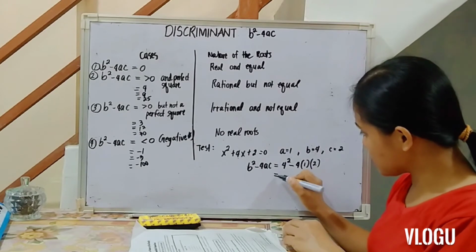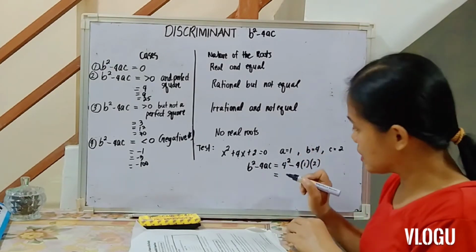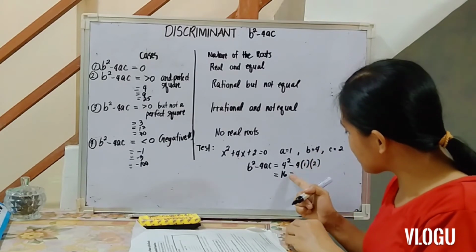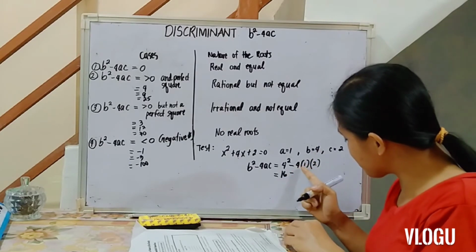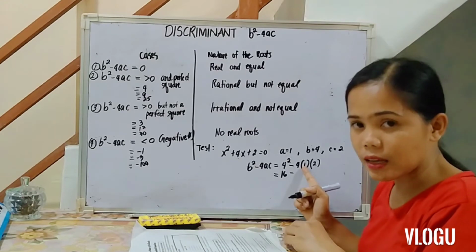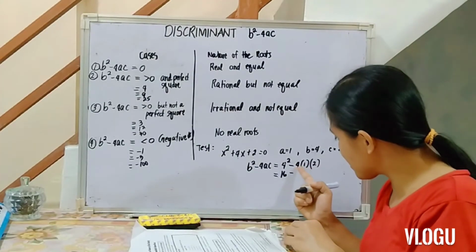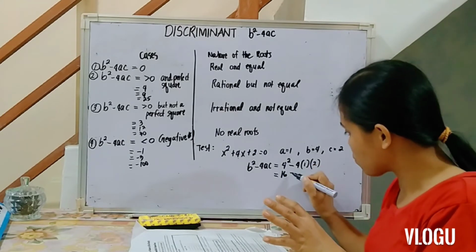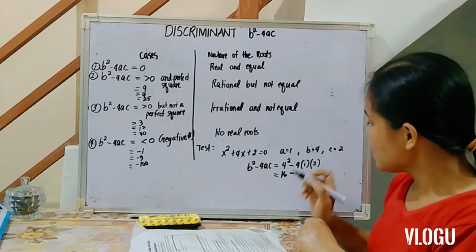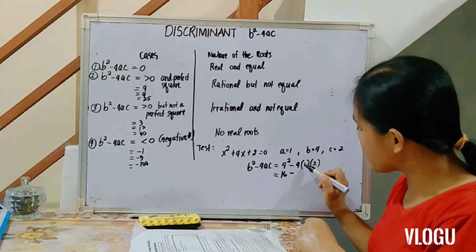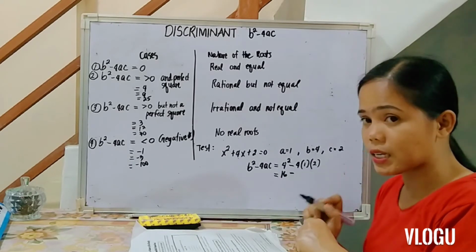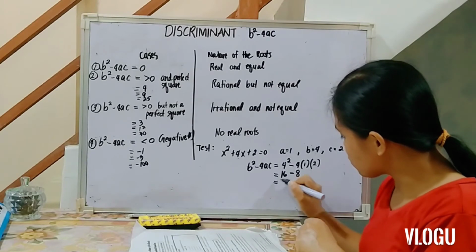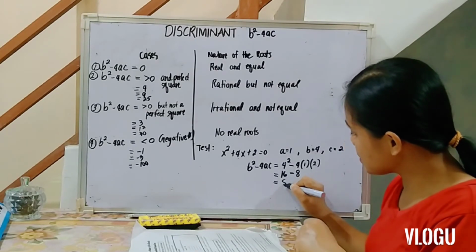In this case, 4 squared is 16. Minus 4, negative times positive is a negative answer, and the negative answer times positive gives a negative answer. So we have minus: 4 times 1 is 4, 4 times 2 is 8. So you have 16 minus 8, and 16 minus 8 is 8.